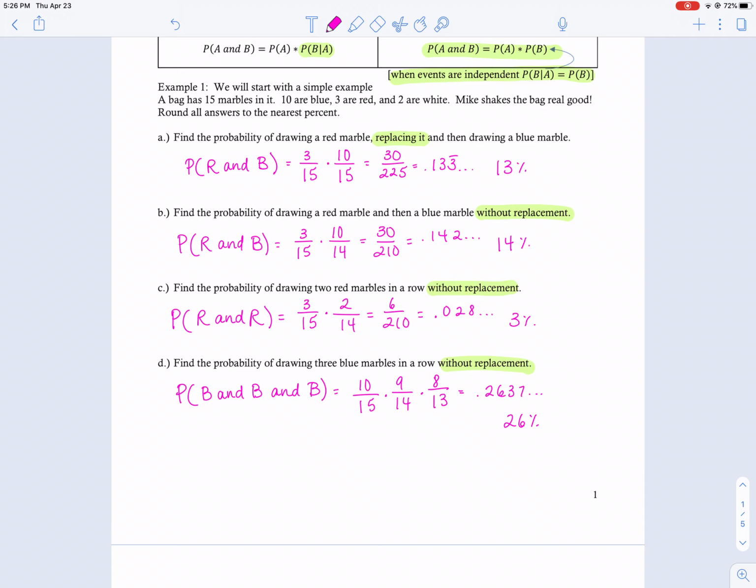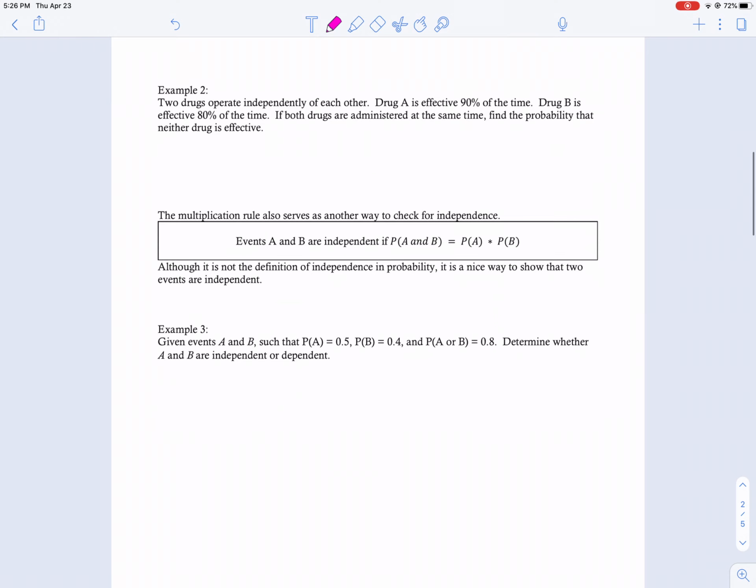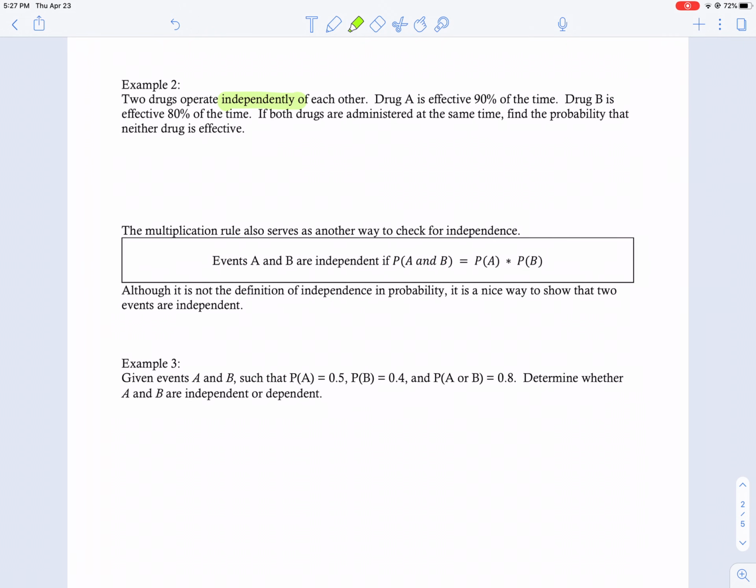Okay, so again, you have an "and," you're multiplying your probabilities. Okay, so let's take a look at number 2. Two drugs operate independently of each other. Okay, so this is important, independently of each other. So one does not affect the other. Drug A is effective 90% of the time. Drug B is effective 80% of the time. If both drugs are administered at the same time, find the probability that neither drug is effective.